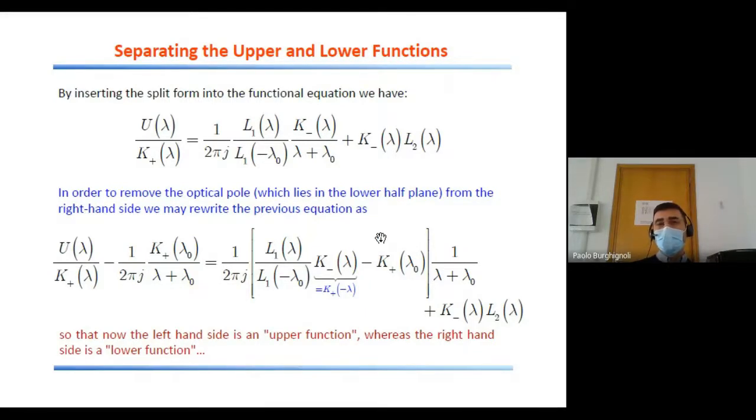So what we have done is that we have removed the pole, so that the left-hand side is entirely analytic in the upper half plane, whereas the right-hand side is analytic in the lower half plane. So we have split the upper things on the left and the lower things on the right.